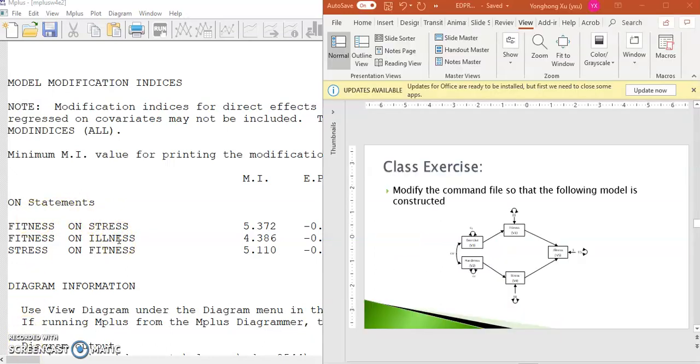Before you make any changes, the first question you would like to ask yourself is whether this change is theoretically and or conceptually acceptable. In this example, I think it makes sense to add a path from stress to fitness. So I may make this change, but the second thing to keep in mind is how much improvement this change will bring to your model.